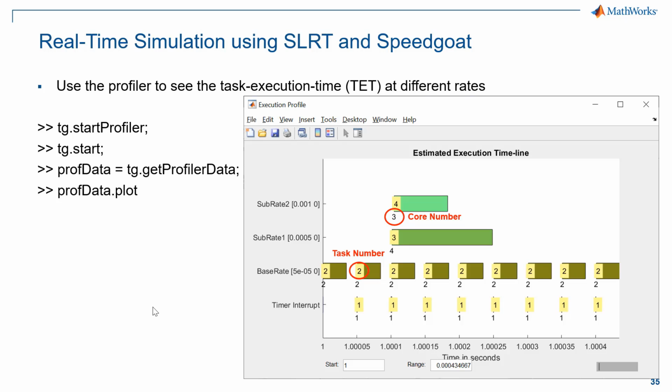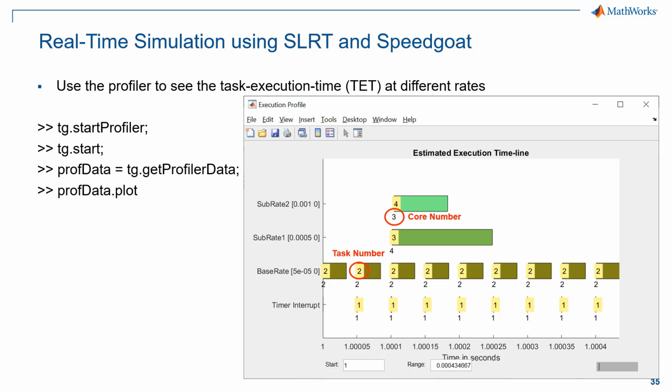We can also use the task profiler to see the task execution time. So you can see the commands here. I won't continue to read those commands, but you can see how you would do that and then how you would plot the execution profile. The task profiler lets us see task execution time at different rates. The base rate here is the electrical sample time, which is 50 microseconds. Subrate 1 is the sample time associated with the Brayton cycle gas turbines, and subrate 2 is the sample time associated with the generator thermal systems.